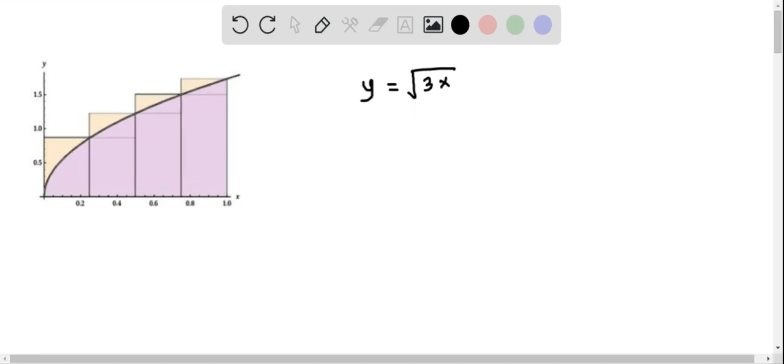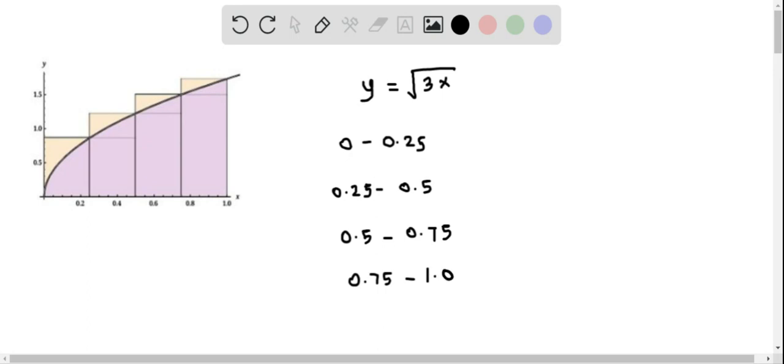We now determine the approximate area of the region using the upper and lower sum. So first, let's write the subintervals. We have four subintervals, that is from 0 to 0.25. This is one subinterval. And then from 0.25 to 0.5, this is another one. And then from 0.5 to 0.75. And the fourth subinterval is 0.75 to 1.0.